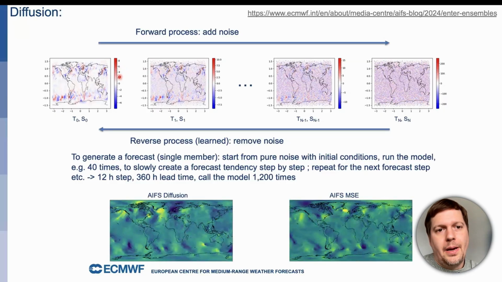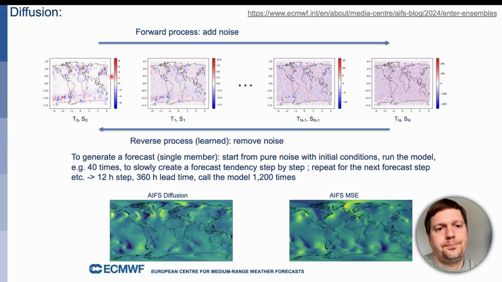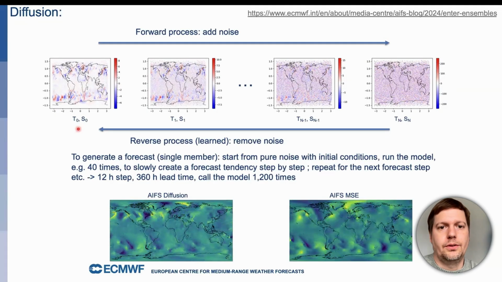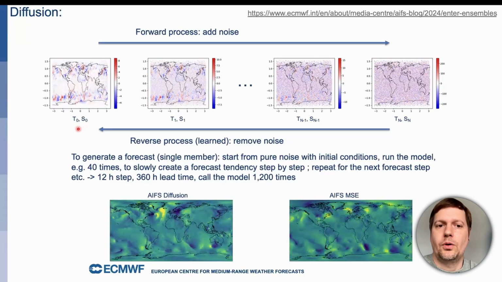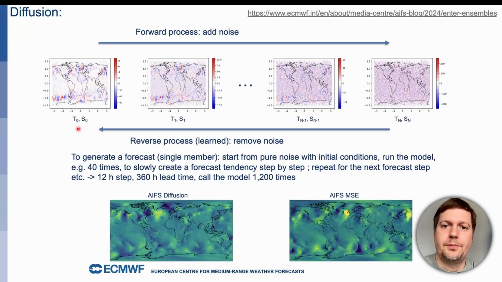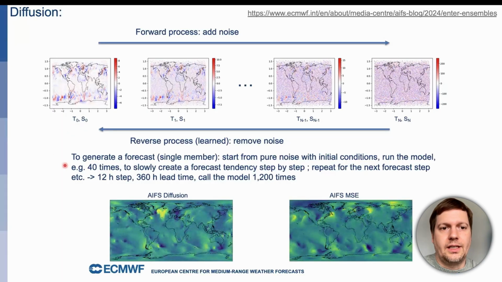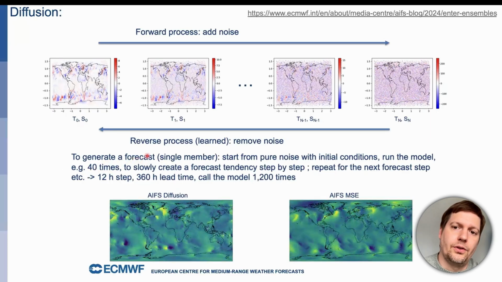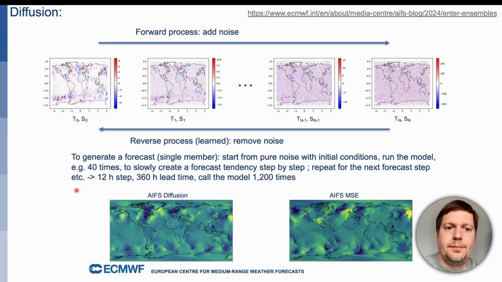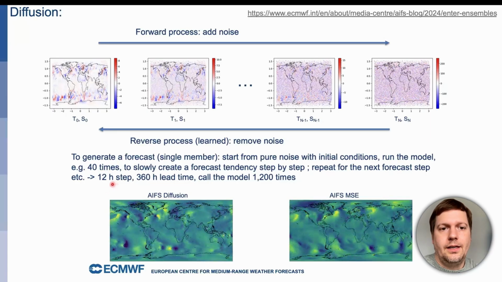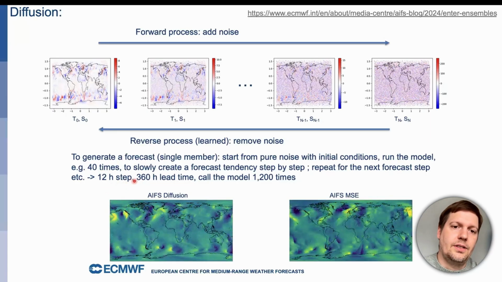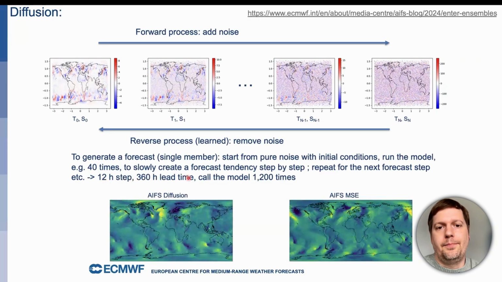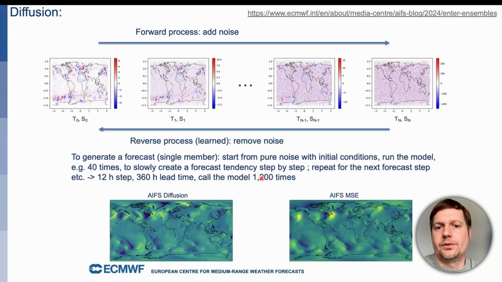Where you pay for this is that you have to run a sampler in forecast mode, so you don't run the model once, but you run the model multiple times for each forecast step. For example, 40 times to slowly create your forecast tendency out of the noise. And for example, this means that for a 15 day forecast with a 12-hour step, you would call the model 1,200 times.